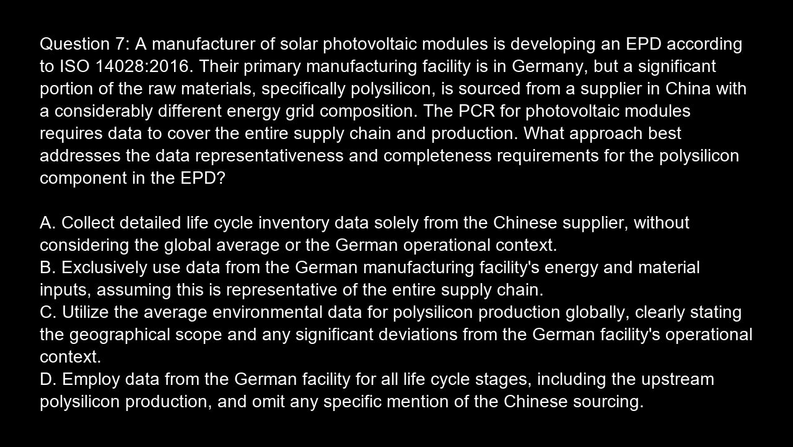Option B. Exclusively use data from the German manufacturing facility's energy and material inputs, assuming this is representative of the entire supply chain. Option C. Utilize the average environmental data for polysilicon production globally, clearly stating the geographical scope and any significant deviations from the German facility's operational context. Option D. Employ data from the German facility for all life cycle stages, including the upstream polysilicon production, and omit any specific mention of the Chinese sourcing.